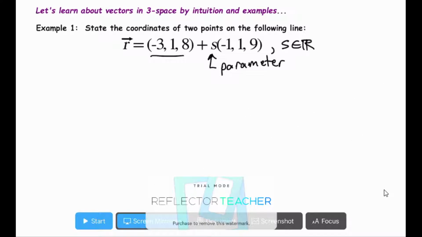And let's just describe what we're seeing here. This is the vector equation of a line in 3 space. And I like to use the simpler notation, so we're just going to say R3 rather than writing that out in words. Let's define our parametric equations.